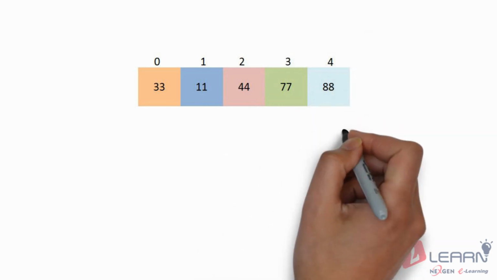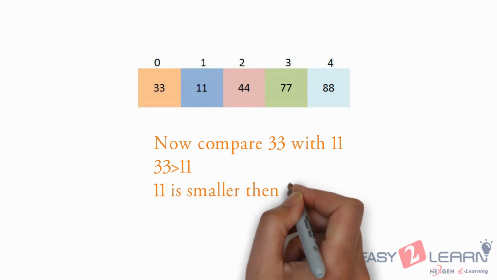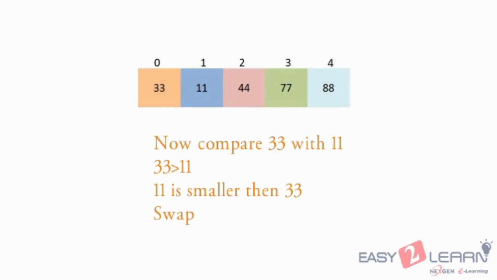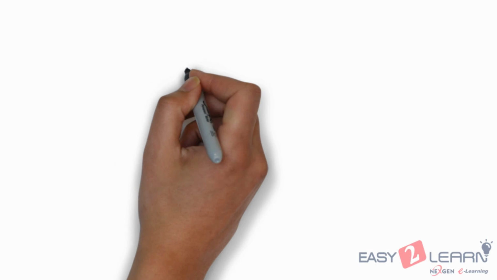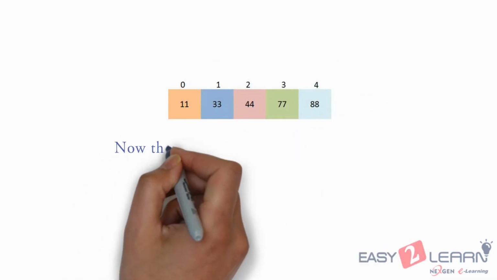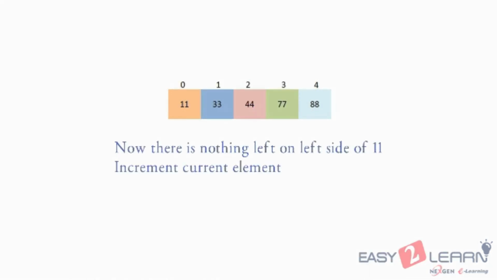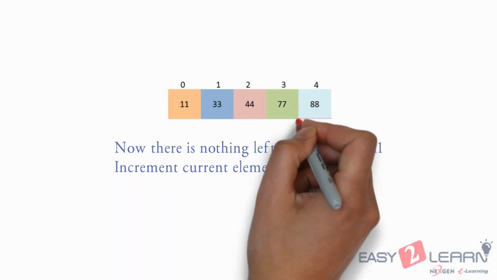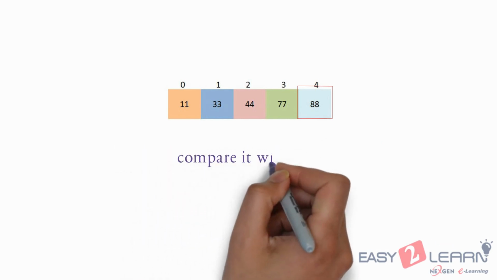here it is. Now we have one element towards the left hand side of 11, that is 33. So 11 is compared with 33 and 11 is smaller than 33, so swap. After swapping, here it is. Now there are no elements on the left hand side of 11, so increment the current element. Now index 4.